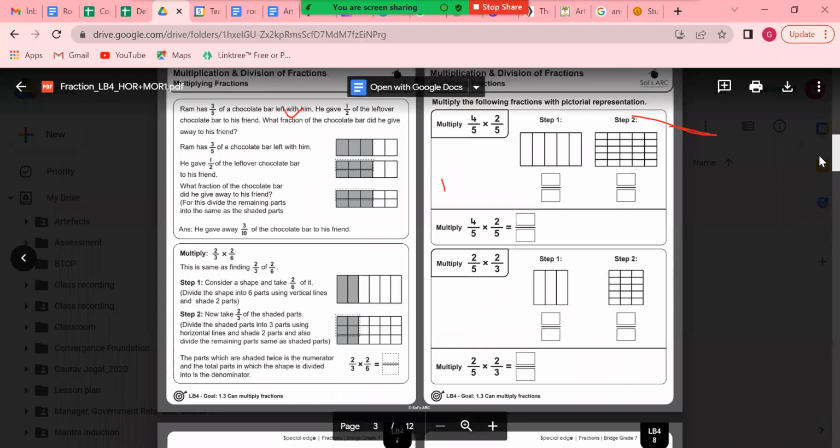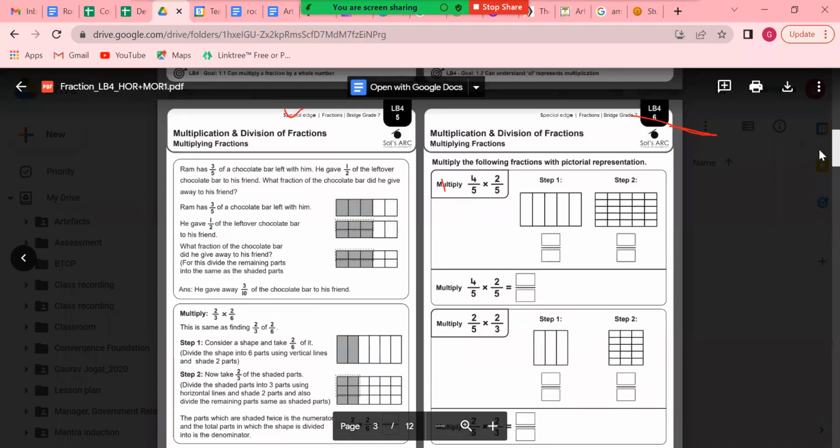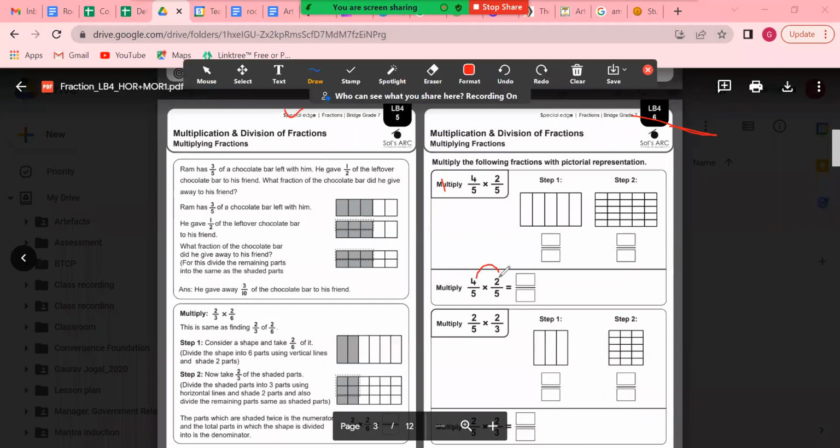Similarly here, now how to do this? This is again image-based, so you don't have to. Here also multiply the numerator, multiply the denominator. So 4 2s will become 8, 5 5s will become 25. Similarly, 2 2s will become 4, 5 3s will become 15. So the simple rule is that you multiply the numerator and you multiply the denominator. That's the simplest rule that we have got.